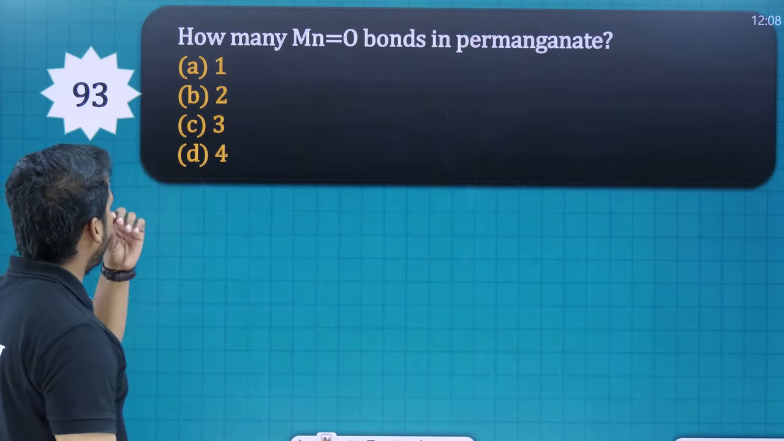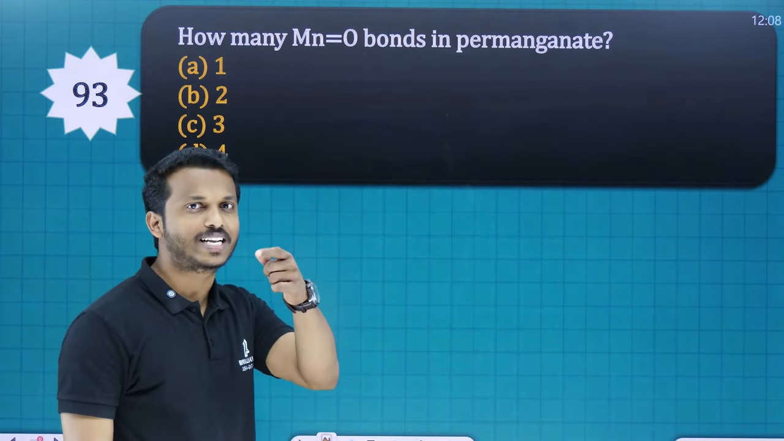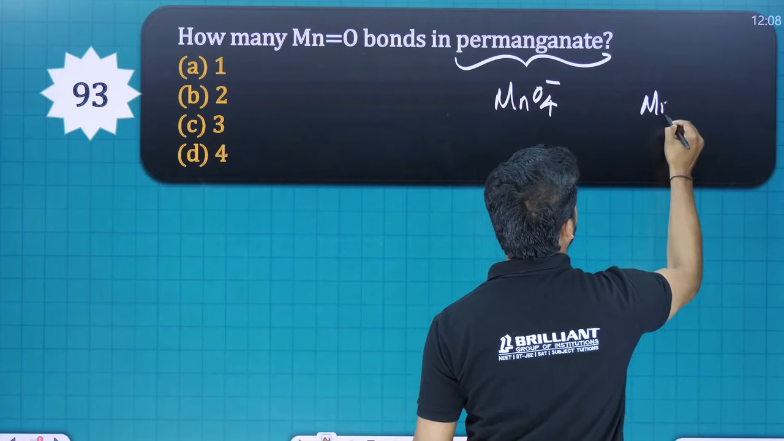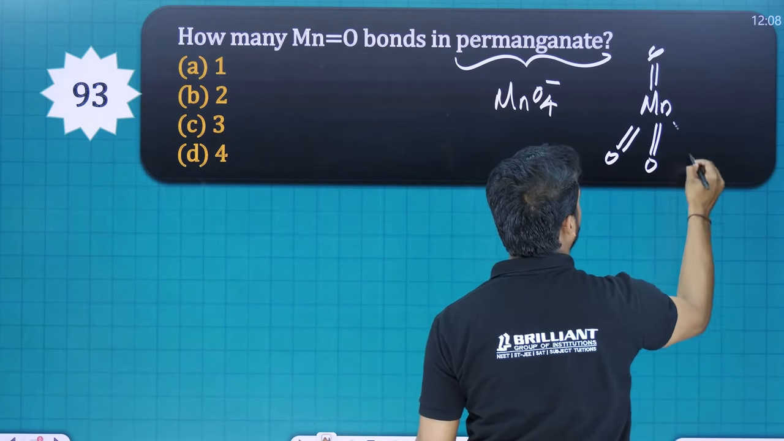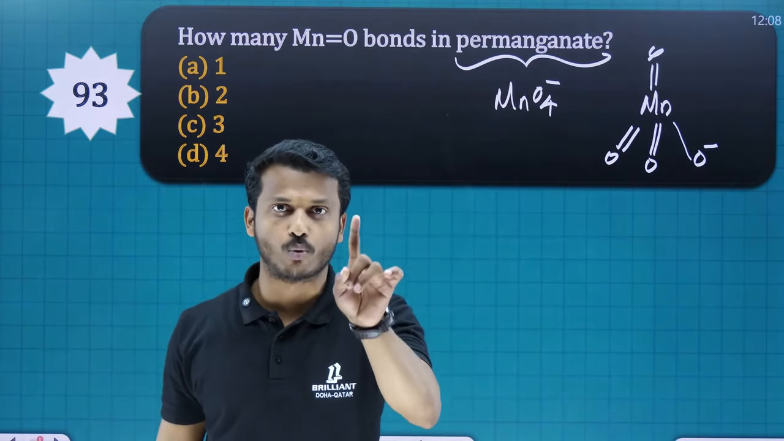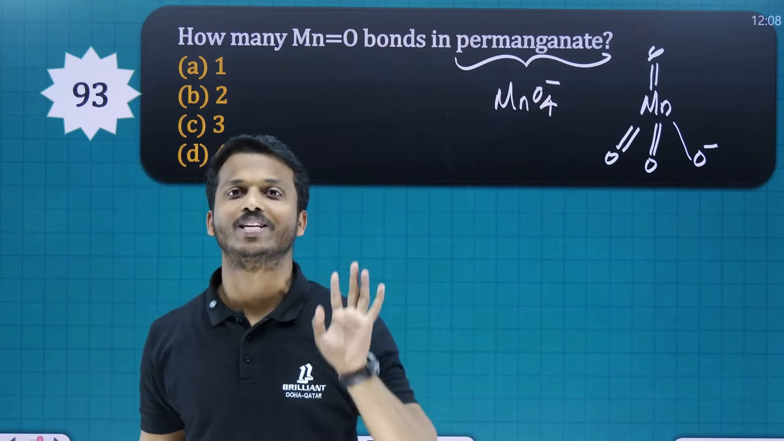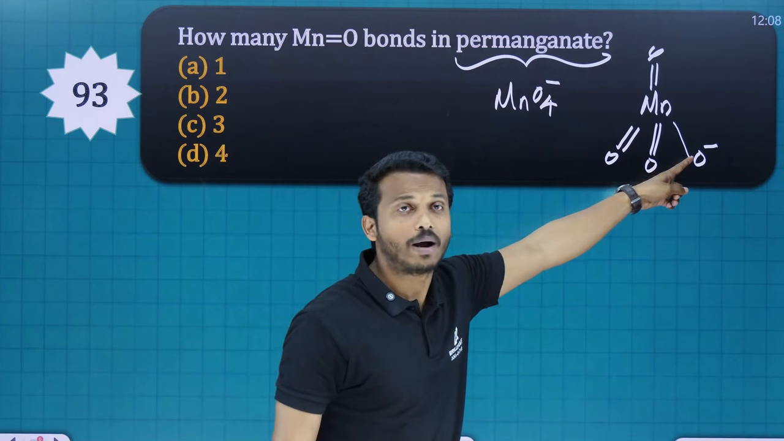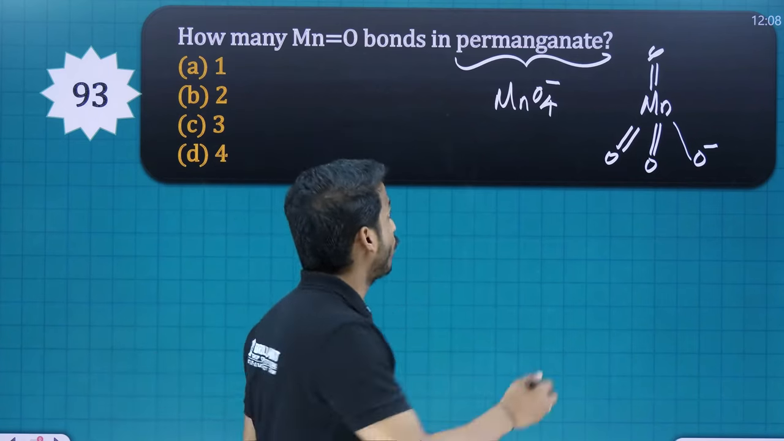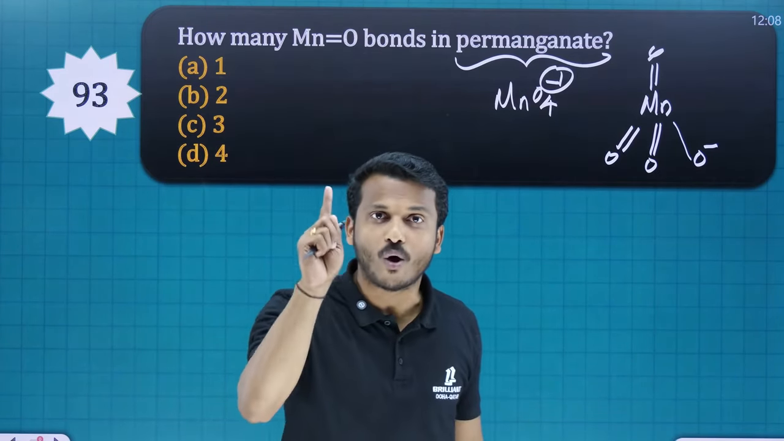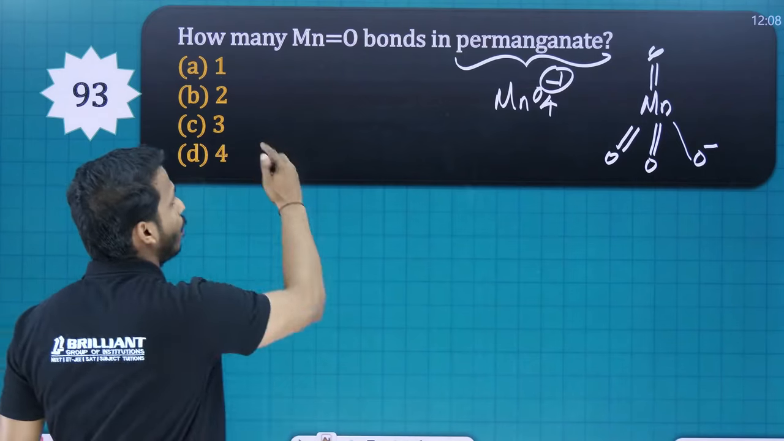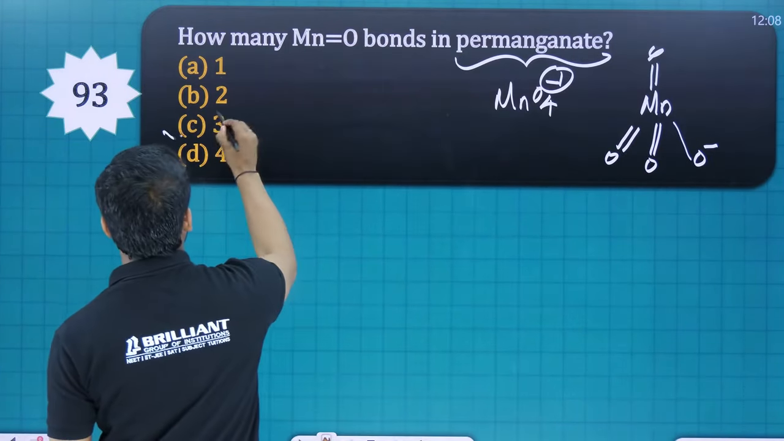How many Mn double bond O bonds are in permanganate? We already discussed the structure of permanganate. Permanganate is MnO4 minus, right? So we can draw it as double bond O, double bond O, double bond O, and O minus. Overall charge minus 1 means only one oxygen carries the minus 1 charge and is single bonded. The rest of the oxygens are double bonded. So how many Mn double bond O bonds are there? 1, 2, 3. Three are there.